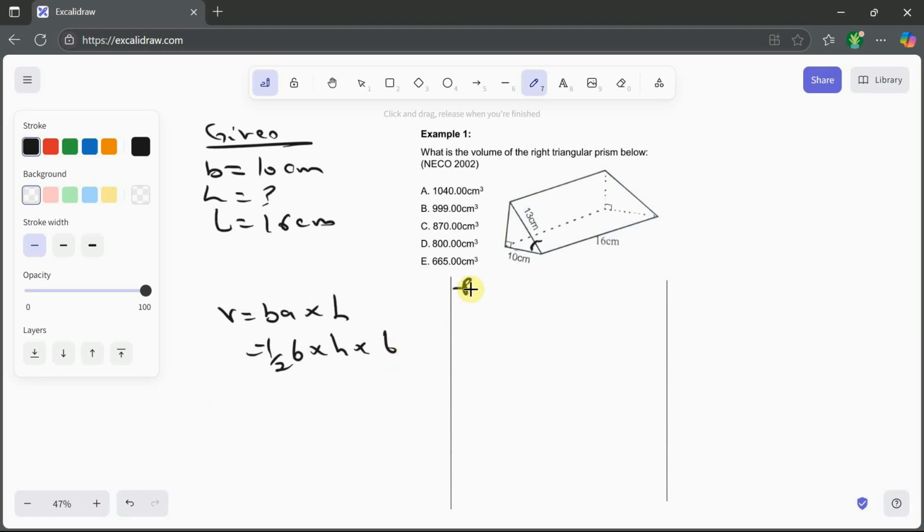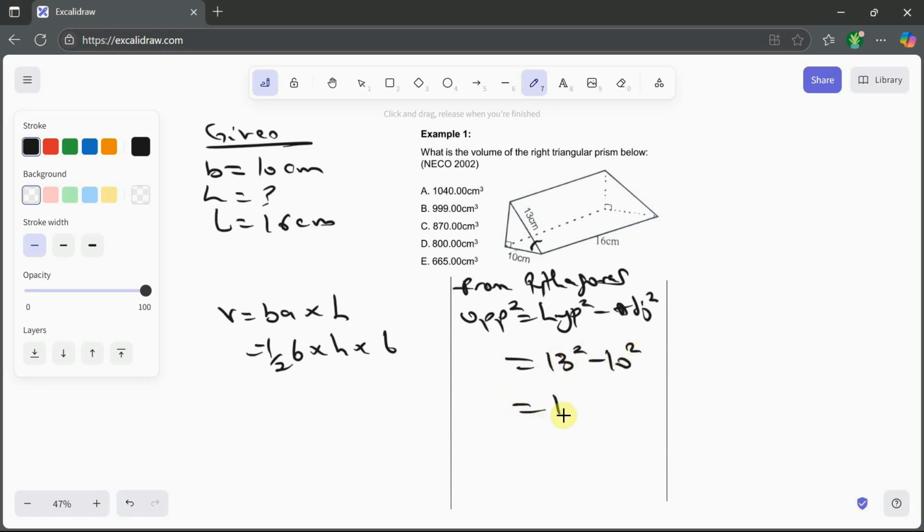Let me just do it here. We know that the opposite squared is equal to the hypotenuse squared minus the adjacent squared. So that will be 13 squared minus 10 squared, and that will give me 169 minus 100, which will give you 69. So the opposite would be square root of 69. Great. And that opposite is my height, so that is the h.